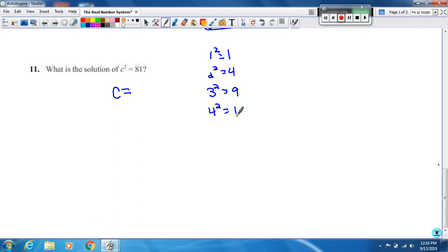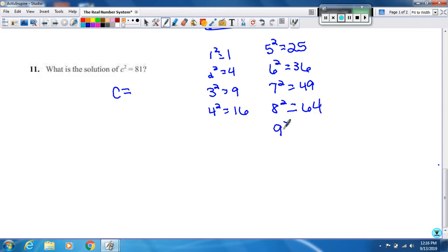4 times 4 is 16. 5 times 5 is 25. 6 times 6 is 36. 7 times 7 is 49. 8 times 8 is 64. I almost wrote the wrong one. Sorry about that. And 9 times 9, or 9 squared, is 81. And we have the number. So the number out front is your answer.